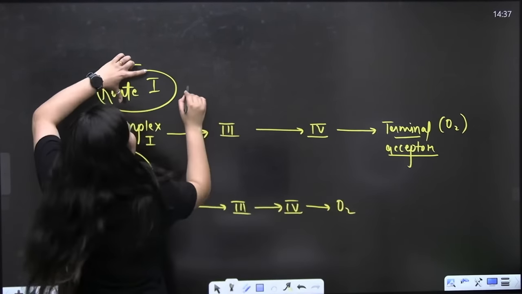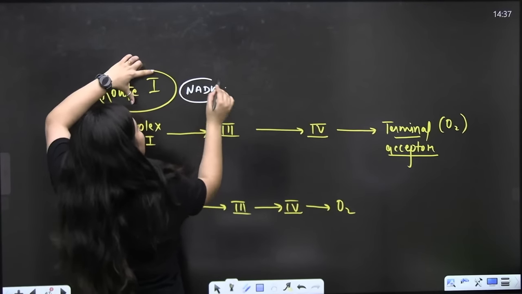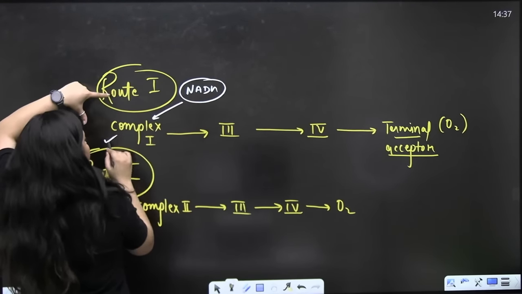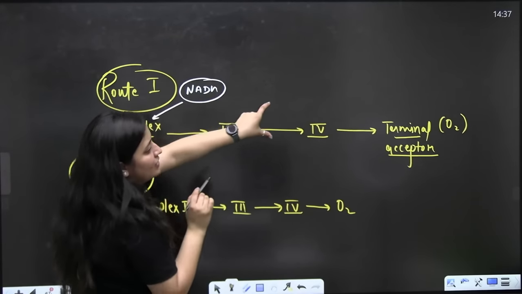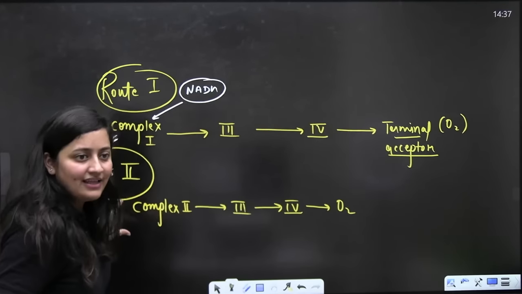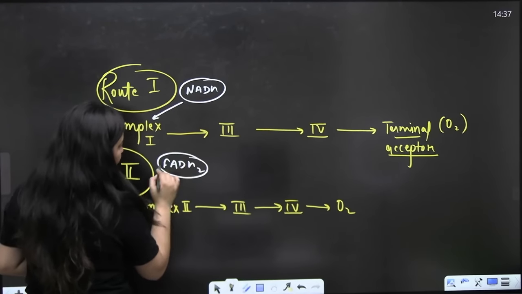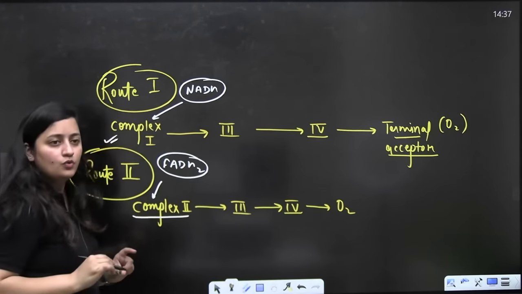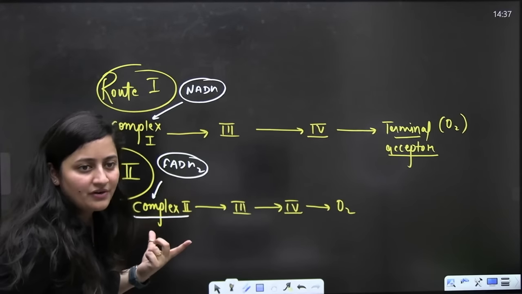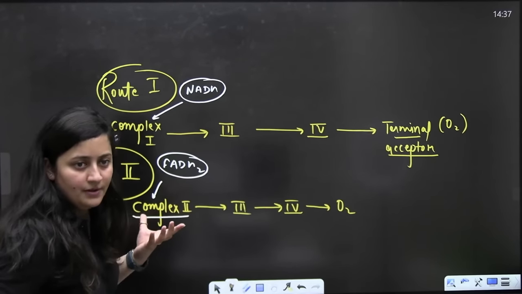Like you have the NADH. That NADH will give its electrons first to complex 1. Complex 1 will give it to 3, then to 4, finally to oxygen. Then in the case of route 2, it is the FADH2. It is going to give its electrons to complex number 2. I am telling you the gist of the topic right now, from where the questions used to come.